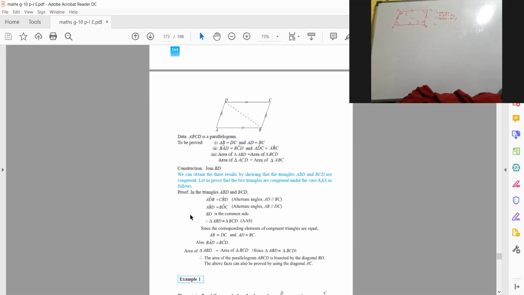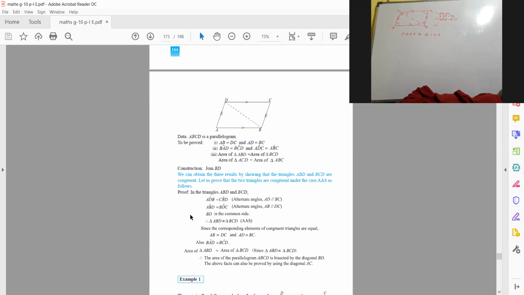Then when we prove that triangle ABD is congruent to triangle BCD, how can we say these three properties are correct? Let's see. Opposite sides are equal, right? As you may know, the corresponding elements of congruent triangles are equal. This is the property that we are using here, right?